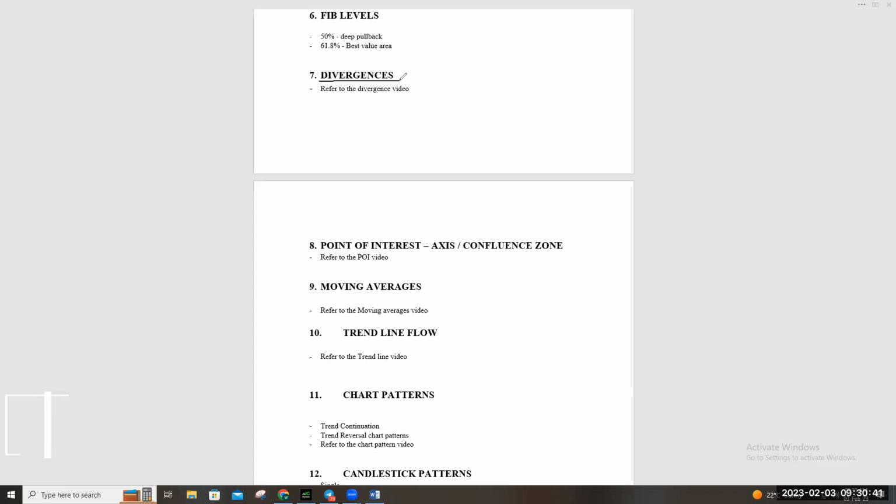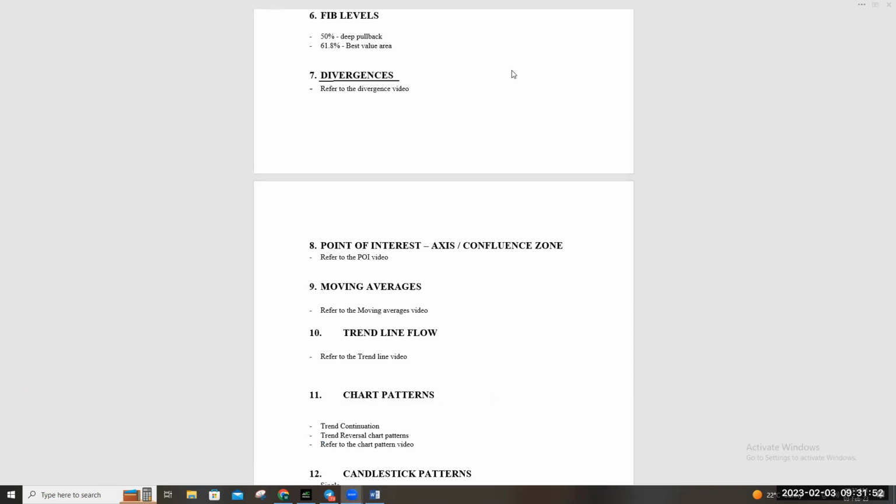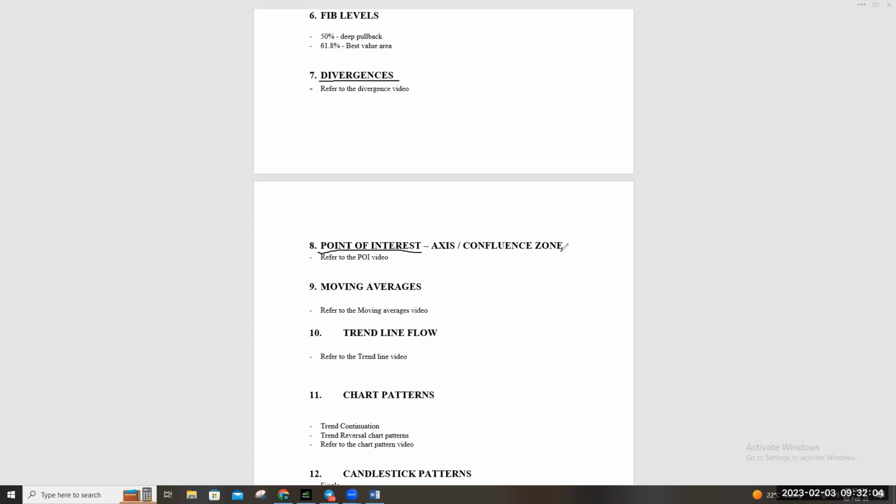Quality number 8, point of interest or axis, or what we call confluence zone. I've done a video on key areas or how to identify the point of interest on a chart, so you can refer to know the different types of point of interest or the axis, how to identify and how to mark them. But the POIs are points that give very high quality trade setups if you may master that.